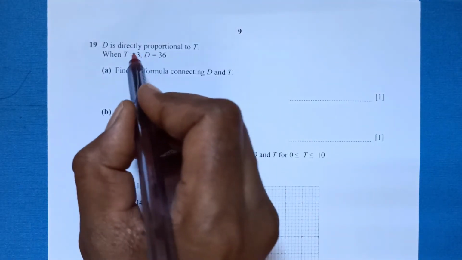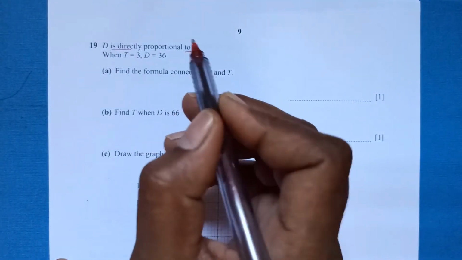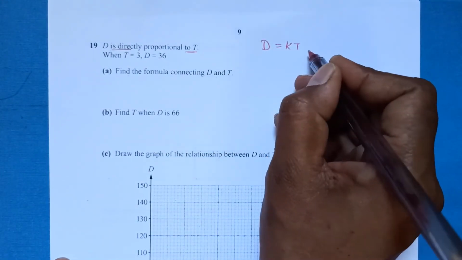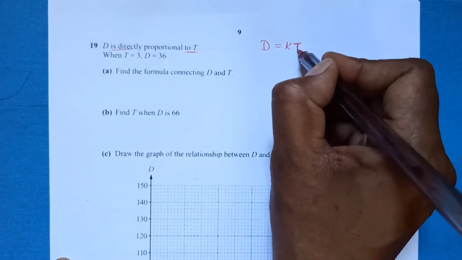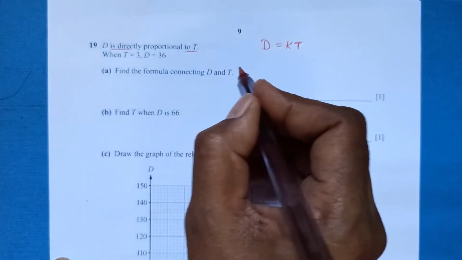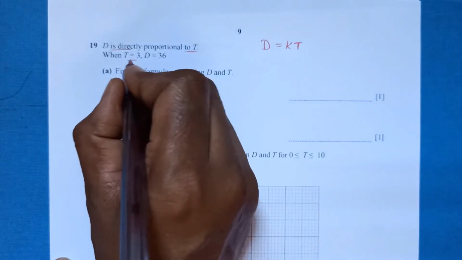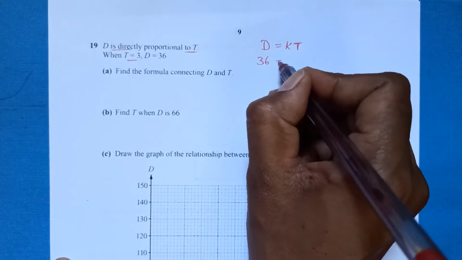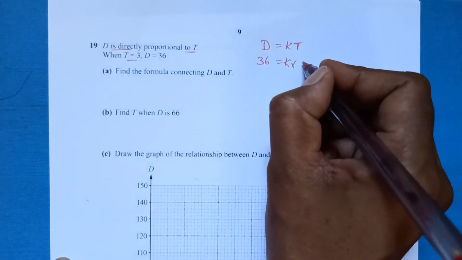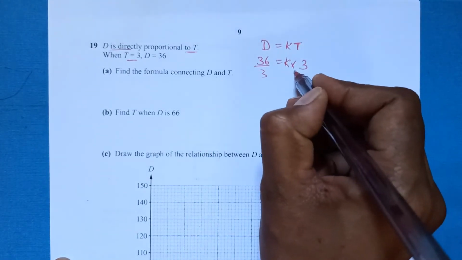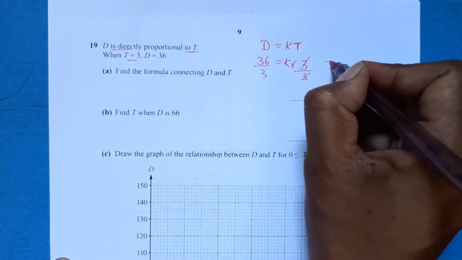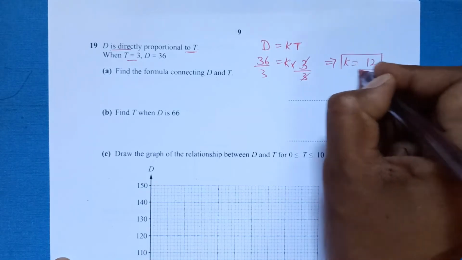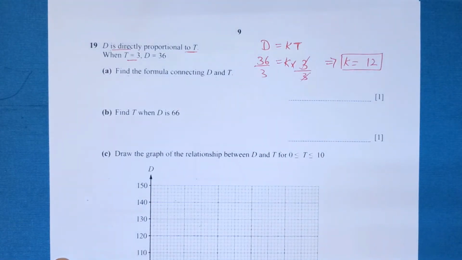Question 19. D is directly proportional to T. So we know that D is equal to KT, with K the constant. When T is 3, D is 36. So replace these values. D is 36 and K times T is K times 3. So divide by 3, divide by 3. This is gone. So you can get the value of K. 36 divided by 3 is 12. So we got the value of K as 12.